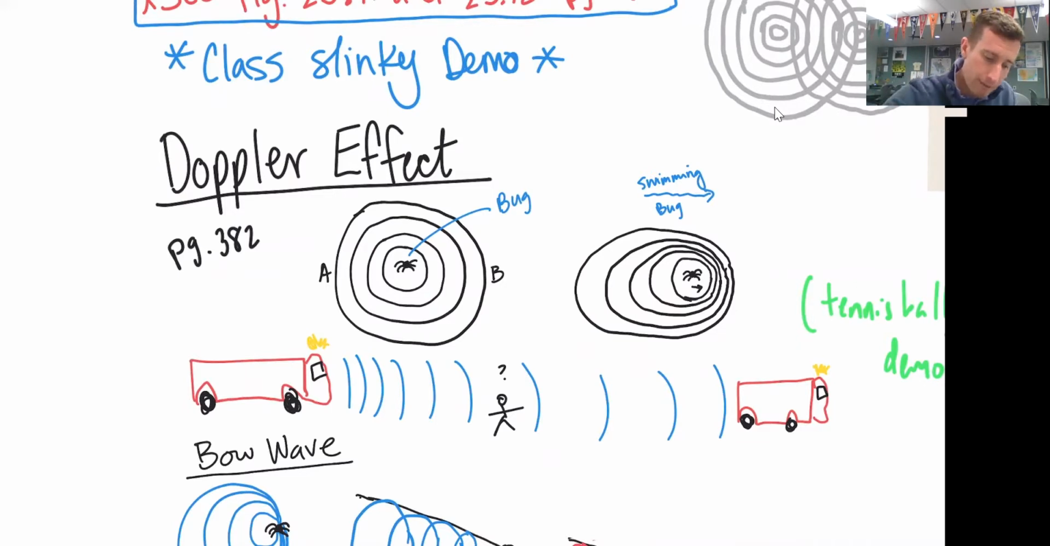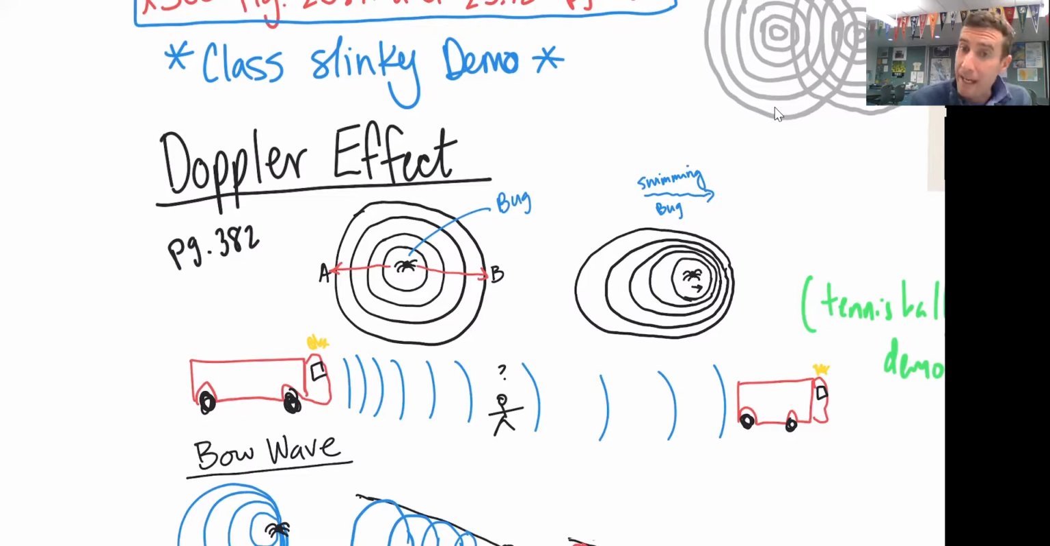So let's say we have a bug and the bug is just sitting in a pool of water and it's not moving anywhere. The bug is moving its legs, right? And that's making some waves. So as the bug bobs up and down, it creates some waves. And the waves go out evenly in both directions. So the waves go out evenly to B, and they go out evenly towards A, right? So A and B both receive the waves at the same rate that the bug is creating the waves.